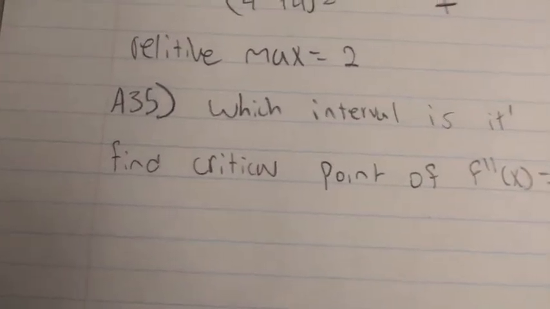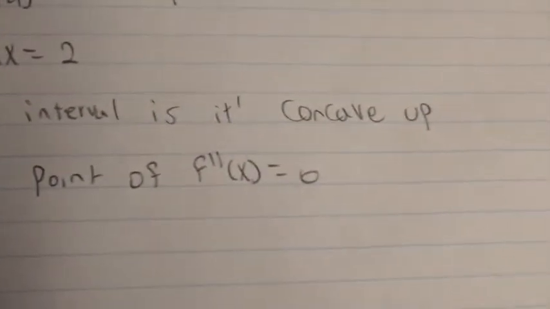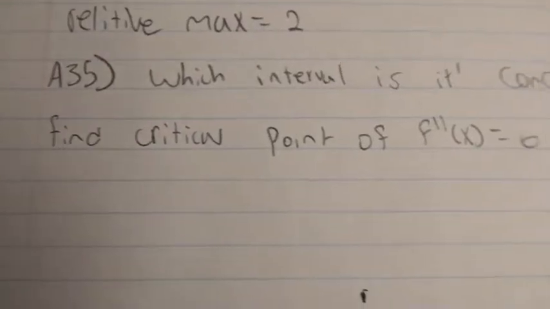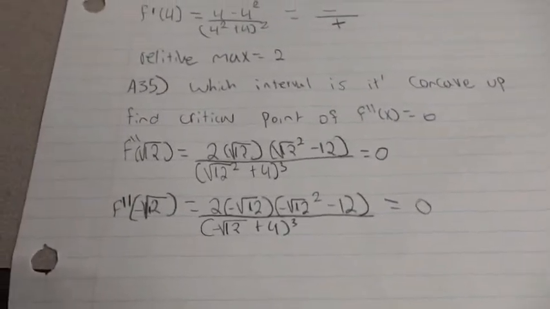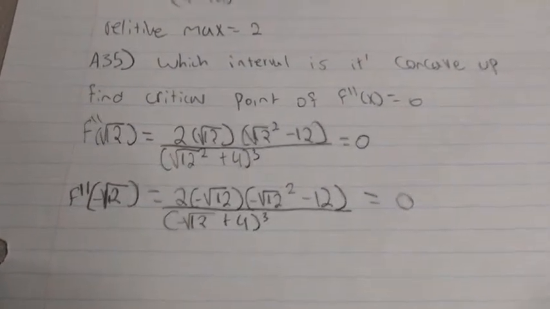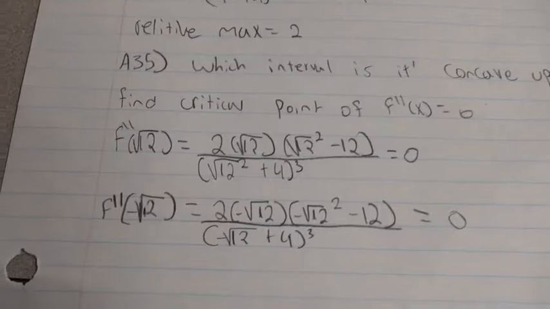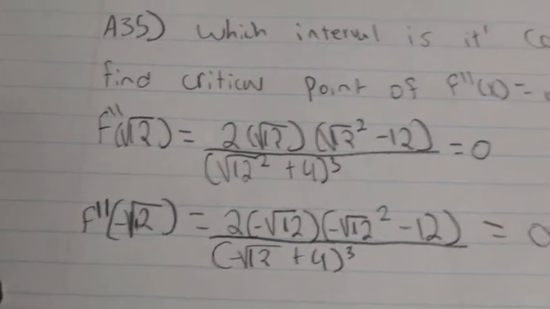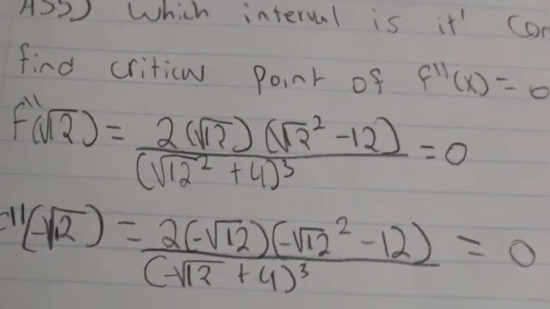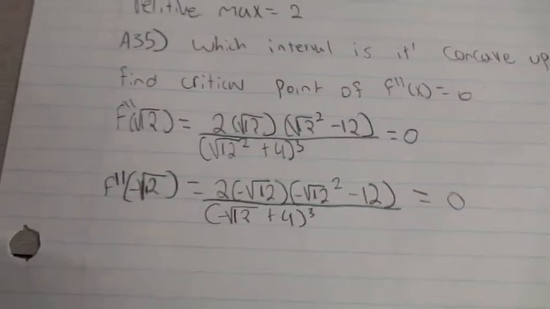So question 35, at what interval is it concave up? Again, we must find the critical points of the second derivative and set it equal to 0. Two numbers that make this equal 0 are, as you can see, positive square root of 12 and negative square root of 12. You plug them in and you get 0 for both. So these are our two critical points.